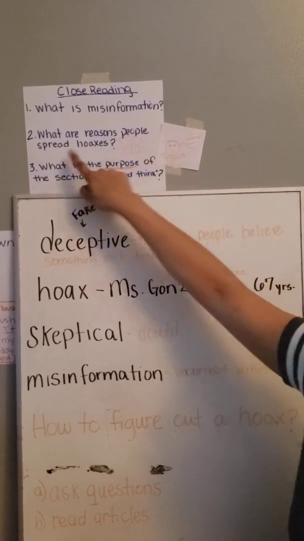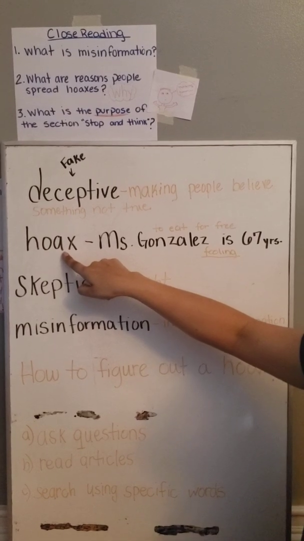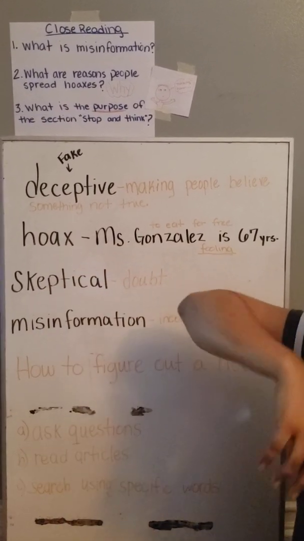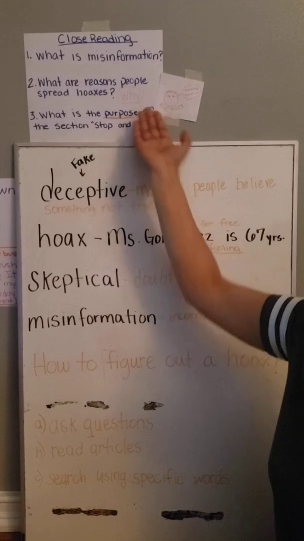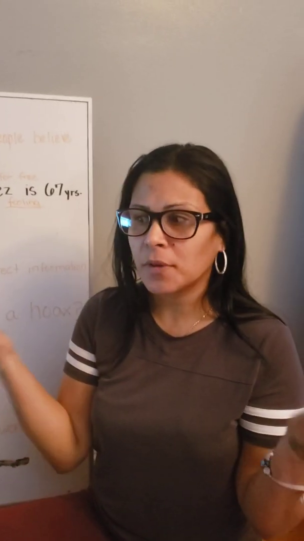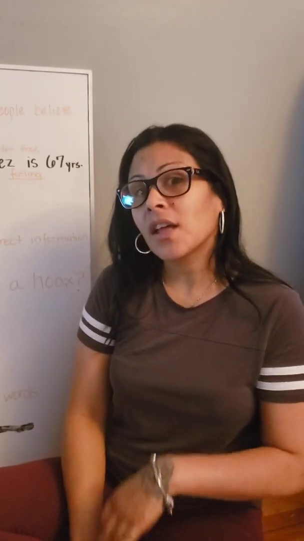Okay, now let's look at number 2. What are reasons people spread hoaxes? Well, we learned that a hoax is when you say something that is not true or you try to make someone believe something that is not true. So, what are reasons people spread hoaxes? Why do they do that? Why do people lie? I want you to take a few seconds and think about that answer. Sometimes people do it for fun. People usually do it to change other people's thinking or to make them believe something.